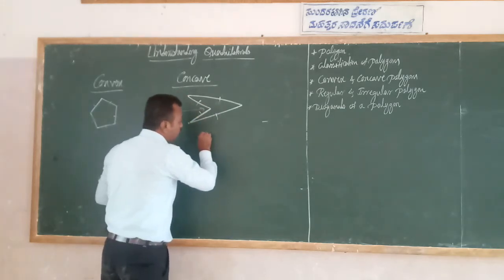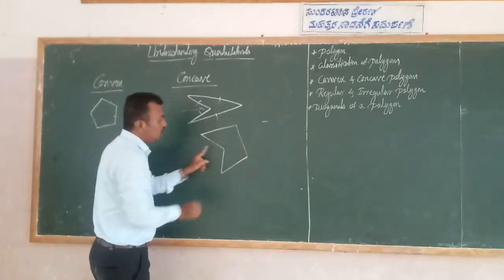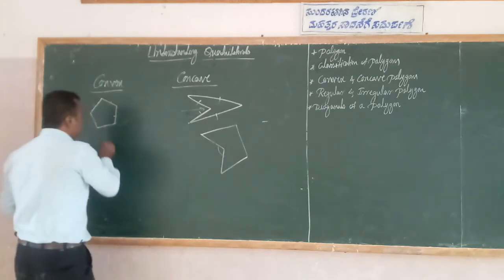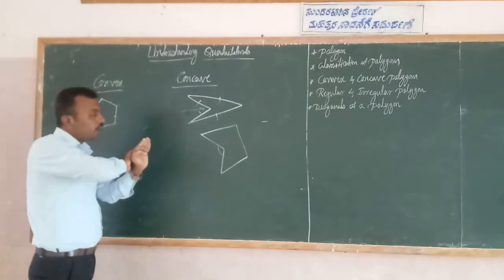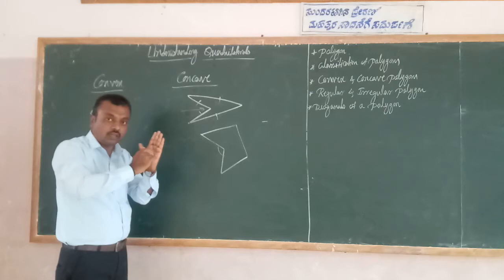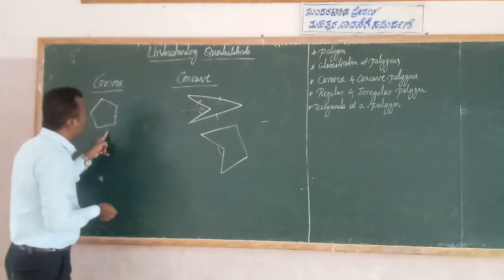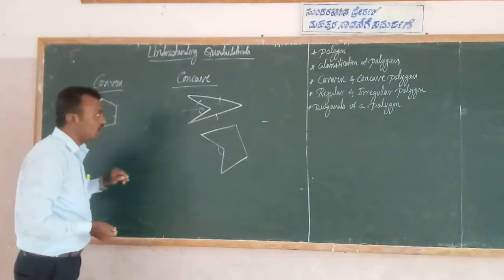Another one. See, this is also concave, it is bent. But this is not. Everything that bulges outward is convex, and everything that is hollow inward is concave. Where it is hollow it is concave, where it bulges it is convex. So this is a convex polygon, this is a concave polygon. These are examples of concave and convex polygons.